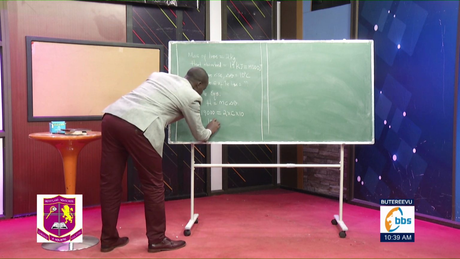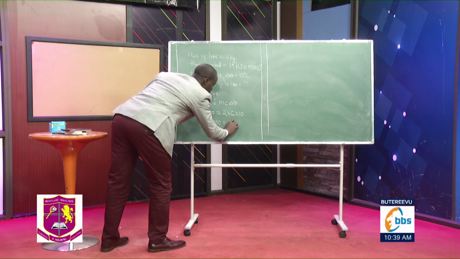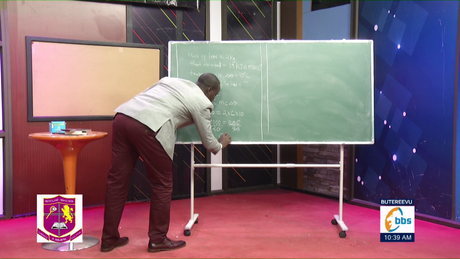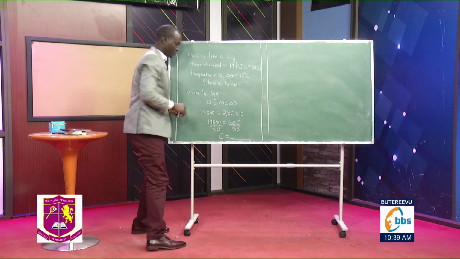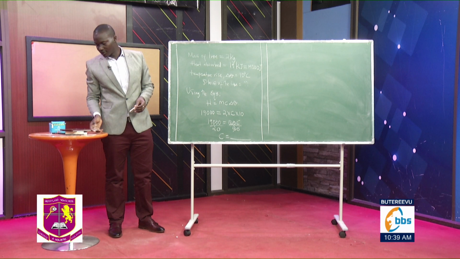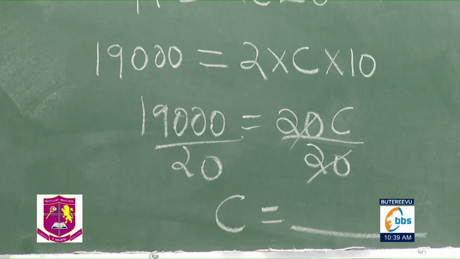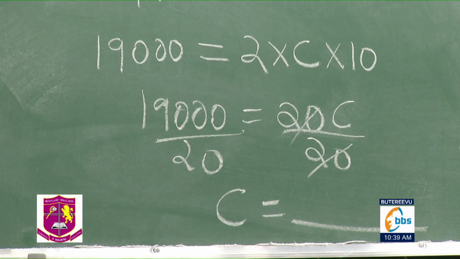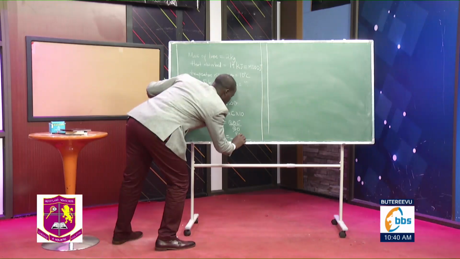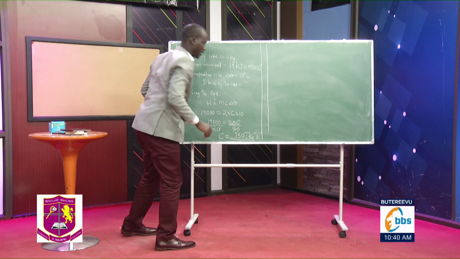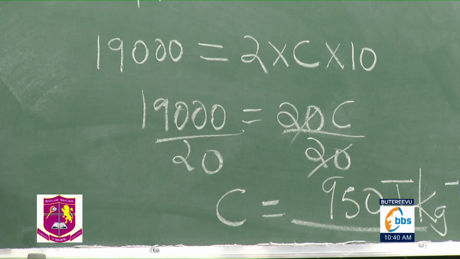So I have 19,000 equals 20 C. I divide by 20 on both sides, and the mathematics gives us a solution to that, which we can get using the calculator. If you try and calculate this, probably you might land at 950 joules per kilogram per Kelvin, if my mathematics is correct. So, like I said, now the units can come back and appear.